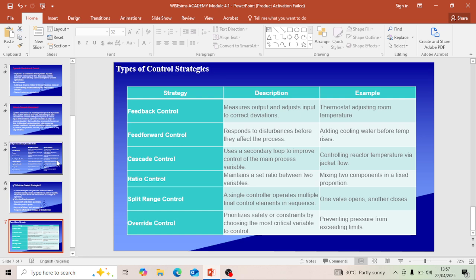Basically this is what we are looking at, and from here we'll be going into the simulation environment. We're looking at three basic control systems: the PID, the feed forward, and the cascade control. We're going to look at these on Aspen HYSYS to see how they work in the dynamic process. All right, see you in the next video.